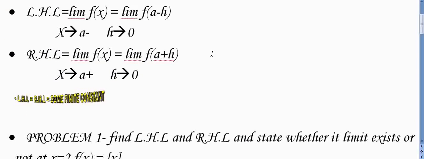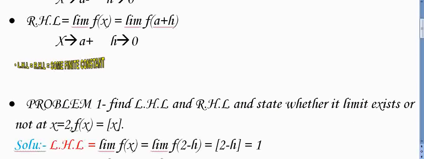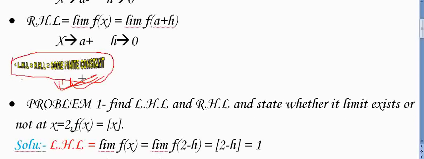Now, what is the main criterion for a limit to exist? It is this: LHL is equal to RHL is equal to some finite constant. If any limit satisfies this condition, then its limit at that point is found, or we say that its limit exists at that point.